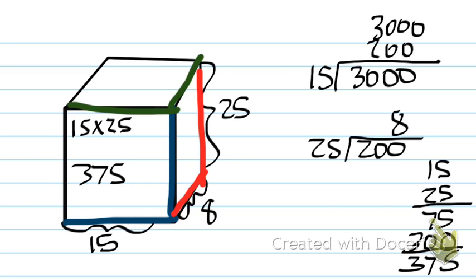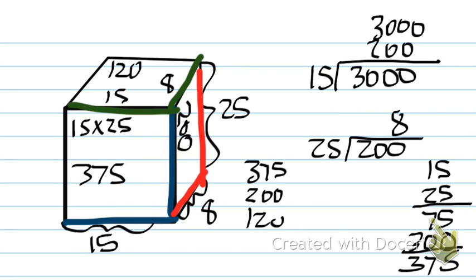All right, then for the side of my box, it's going to be 25 times 8, which I've already done, and I know that that's going to be 200. And for the top of my box, it's going to be 15 times 8. I know 15 times 4 is 60, so 15 times 8 would be double that, which would be 120. So now to determine my total surface area for these 3 sides, I'm going to do 375 plus 200 plus 120. And I get 695.